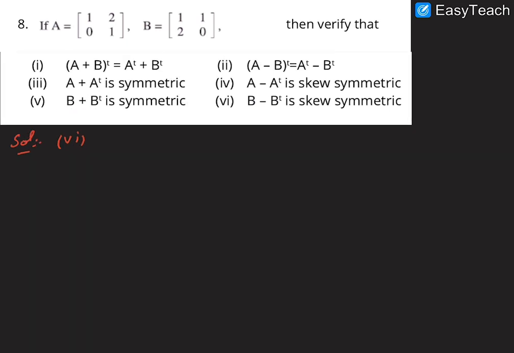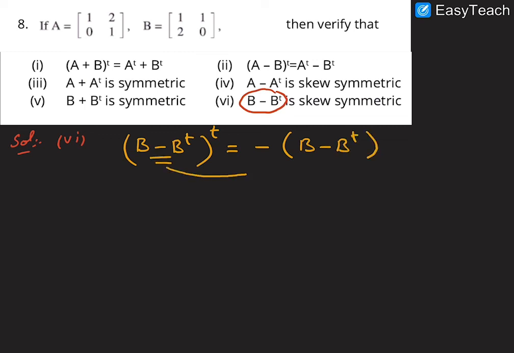Next, last part, question number 8, sixth part, we need to prove that B minus B transpose is skew symmetric. To prove this, we need to show that the transpose of B minus B transpose is equal to negative of B minus B transpose, negative of this one, which is inside the transpose. So to prove this, we have to take left hand side first, B minus B transpose whole transpose. First we will simplify this one.